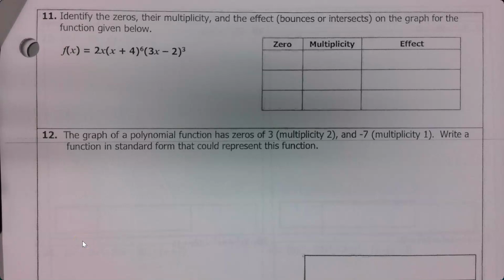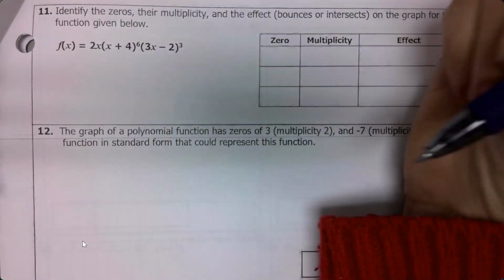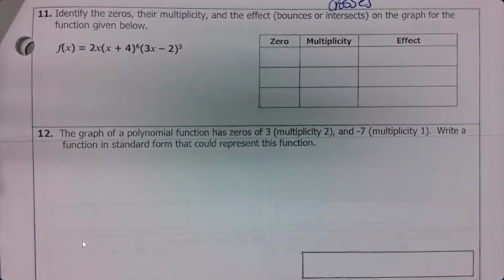Alright, so in this video I'm going to finish off the final review for Algebra 2. This one wants me to identify the zeros, their multiplicity, and the effects, whether it bounces or intersects. I think we use bounces or crosses in class. And it gives us this equation.